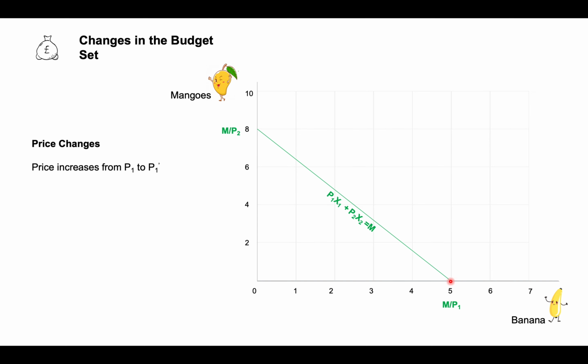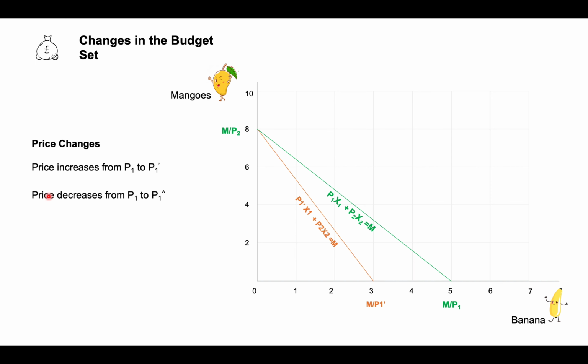But since the price of a banana increased, you can't purchase this much. You will reduce your purchase because the price of the banana increased. So you'll get fewer bananas now. So this is how your budget line shifts. Your budget line shifts leftwards. The price of the banana increased, your budget line shifts leftwards.